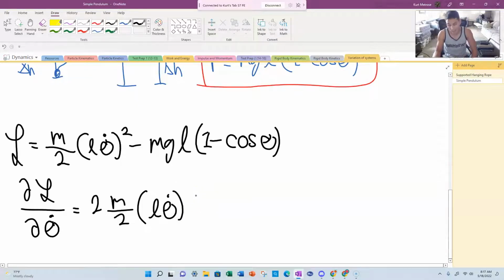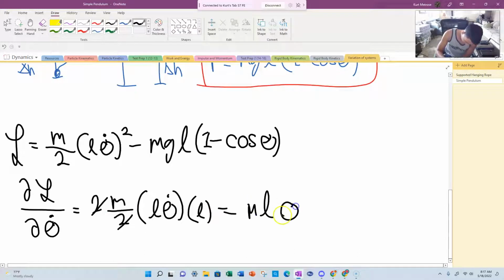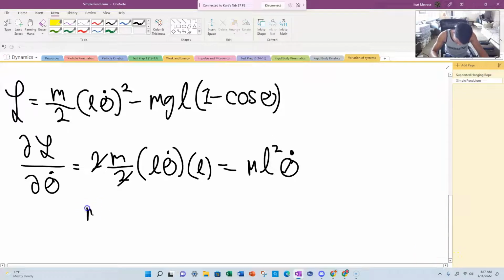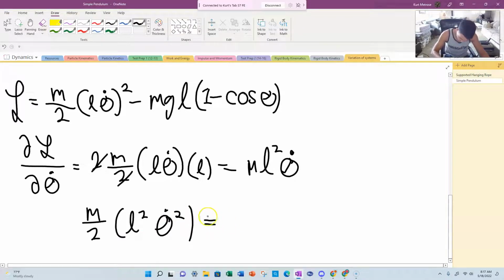And the rule works here, we have to take the derivative of the inner, and we just get L. So basically, you see the 2's go away, and we get m L squared theta dot. Another way to think about it is, you could just write m over 2 L squared theta dot squared, and then you'd see that that derivative would just turn into what?